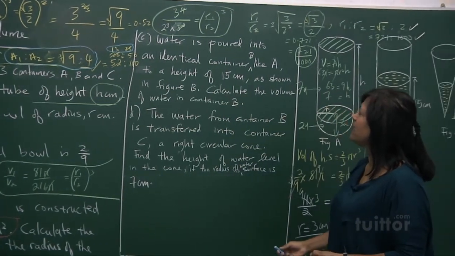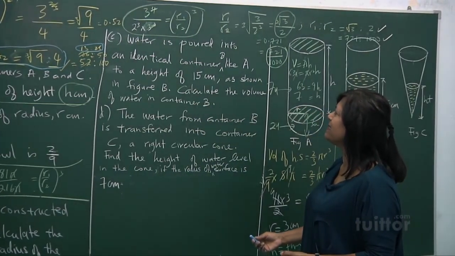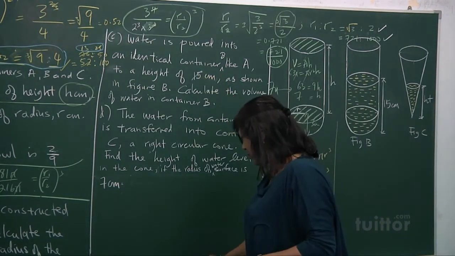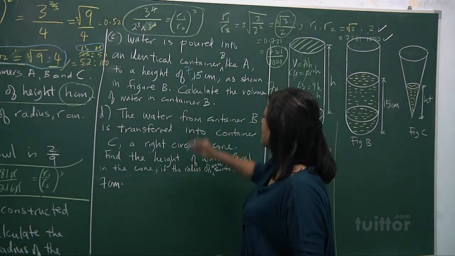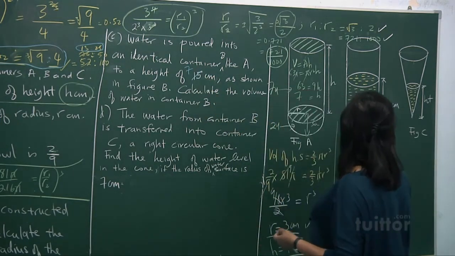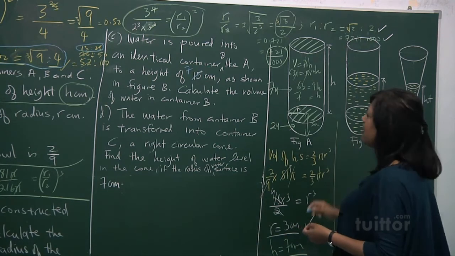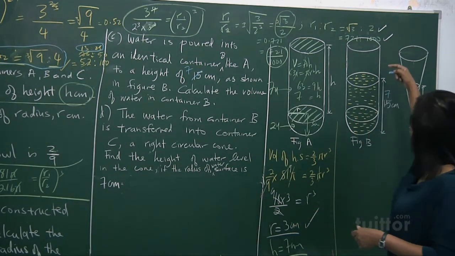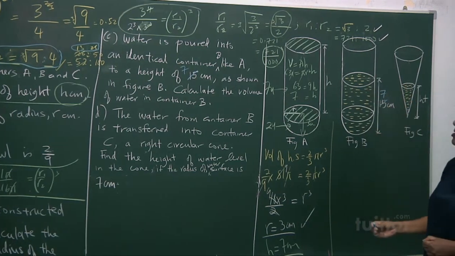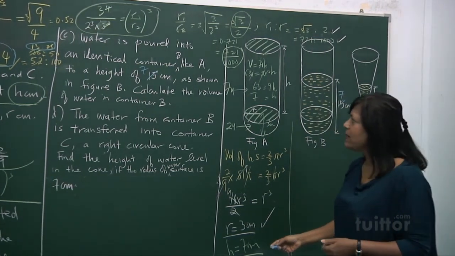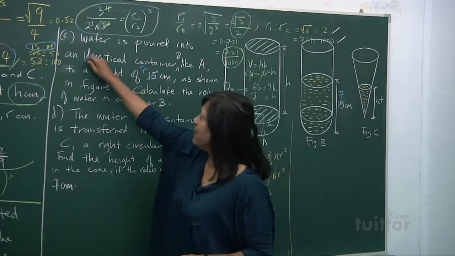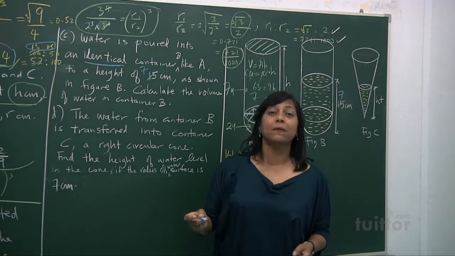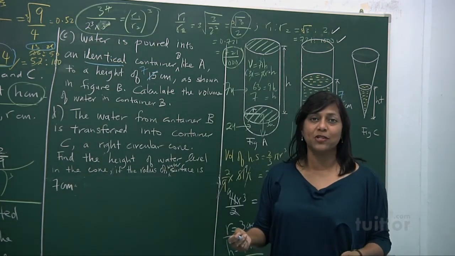Water is poured into an identical container B like A, and I'm afraid this height, look at it, change it to 7. Alright, this is an error. The diagram should be 7 cm as shown in the figure. When we say the word identical, it means look-alike. This correction is already done in your paper, so when you get your notes you can see that change.